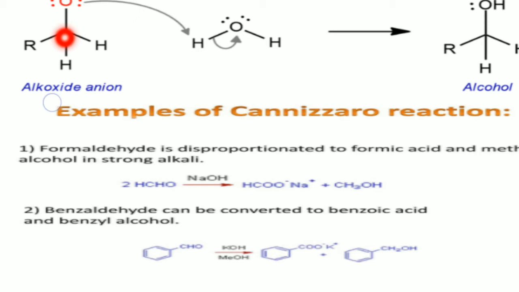If you take a benzaldehyde molecule, one molecule of benzaldehyde converts into the potassium salt of benzoic acid if the reaction is carried out in the presence of potassium hydroxide. Another molecule of benzaldehyde converts into benzyl alcohol. So these are the examples of the Cannizzaro reaction.